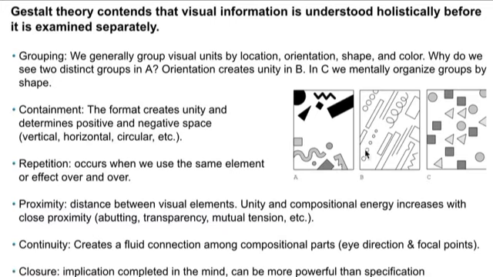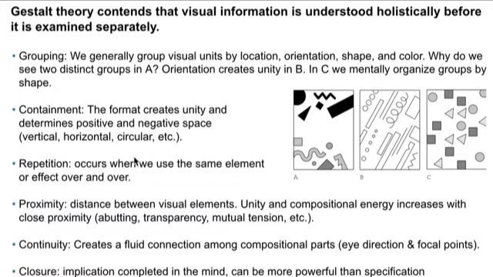Orientation creates unity in B. All of the pieces are oriented diagonally. And then in C, we mentally organize the groups by shape. Our minds are connecting all of the triangles, all of the squares, all of the circles together. Containment. The format itself actually creates unity because it contains all of the elements and it determines the positive and negative space.